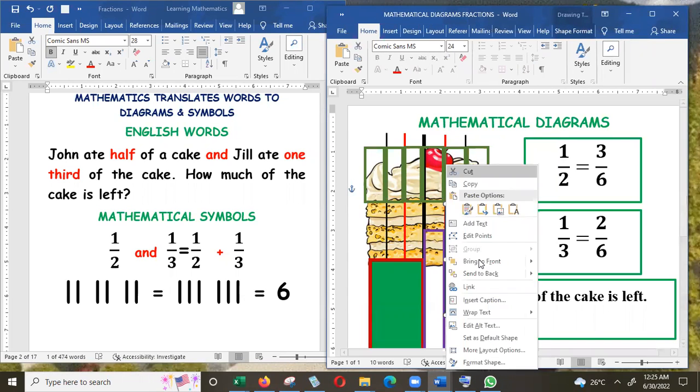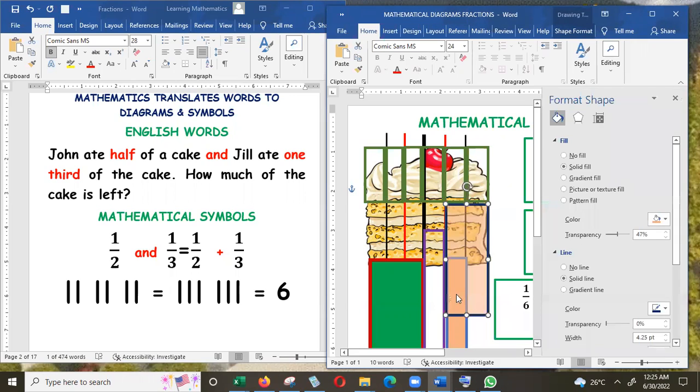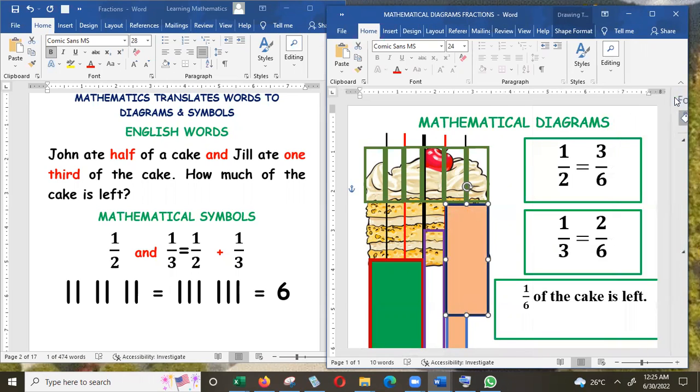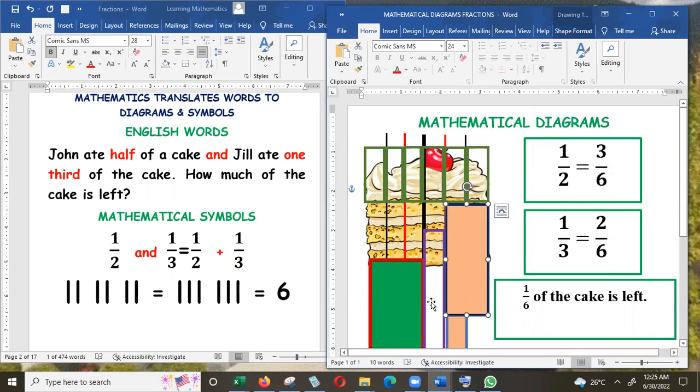So let's just cover this 1/3, which is 2/6. And as you can see, 1/6 is left.